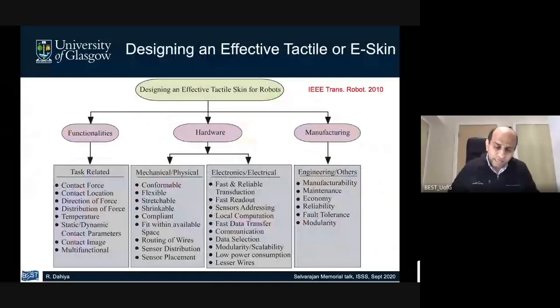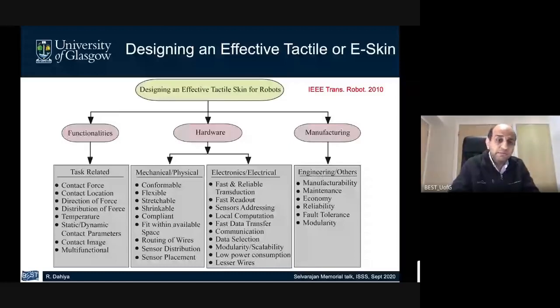Okay, so with that background, the question that comes is, how can we develop an effective tactile skin? What parameters do we need to consider while developing effective tactile skin? And when I say effective, I don't mean the skin that is suitable for lab benchtop use only. It should be useful in real life. And to do that, you have to look at the functionalities, what task the robot will be involved or engaged in. Then you have to look at the hardware.